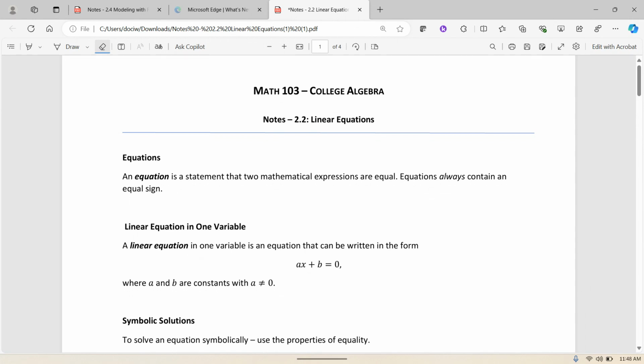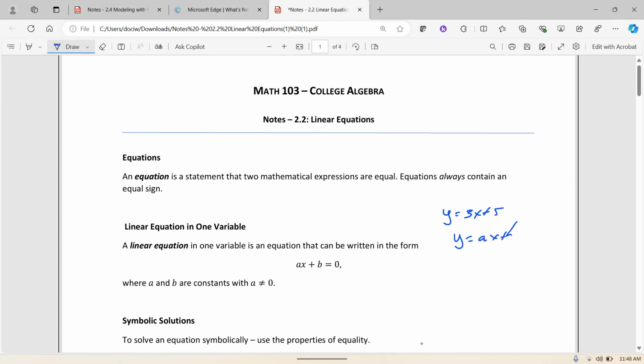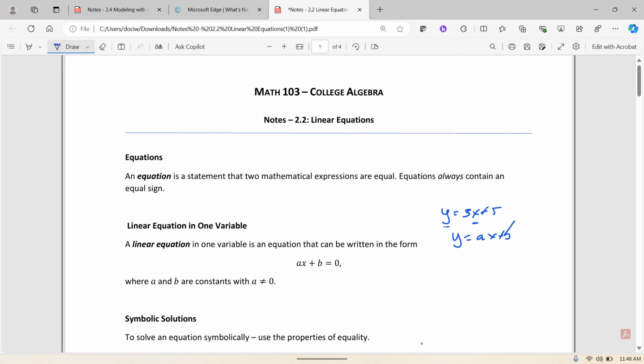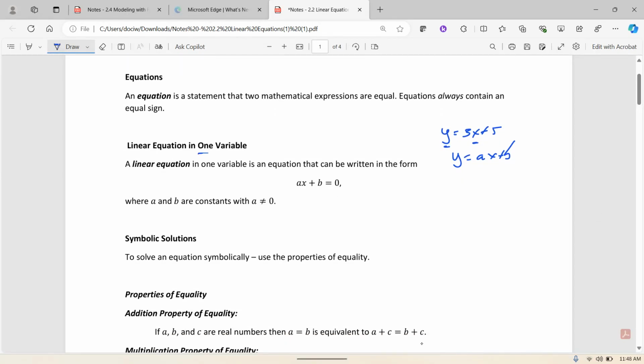In this video, predominantly, we're going to look at solving equations. An equation is a statement that two mathematical expressions are equal. Normally, we're used to graphing linear equations, where we would say y equals 3x plus 5 or y equals ax plus b. In that scenario, we're really looking at an equation in two variables. Notice there's both the x and the y. In this video, we're going to restrict our conversation to just linear equations in one variable.